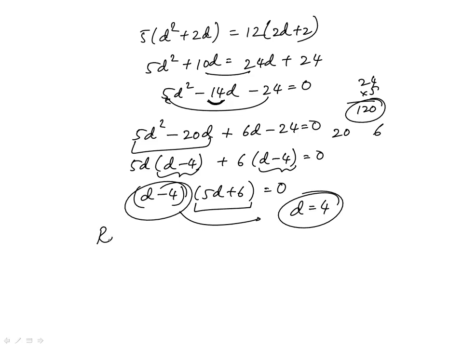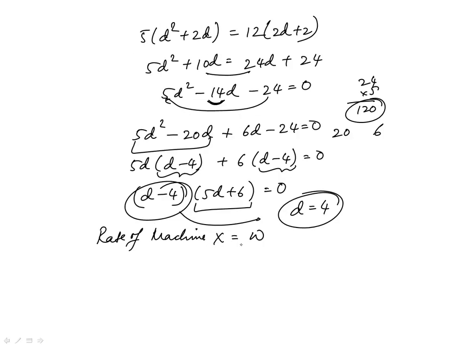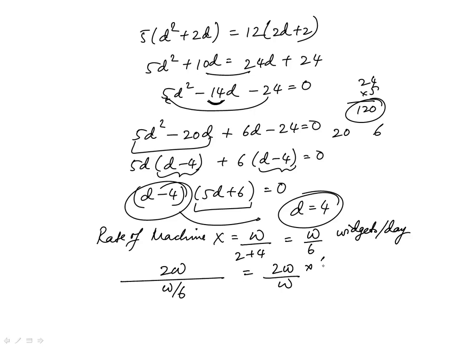And the rate of machine X, as we wrote earlier, the rate of machine X was W over D plus 2. So it's really W divided by 2 plus 4, or W over 6 widgets per day. And the question is asking how long would it take machine X alone to produce 2W widgets. So that would be just number of widgets divided by the rate, which is 2W over W over 6. That's 12 days. So the correct answer is choice E.